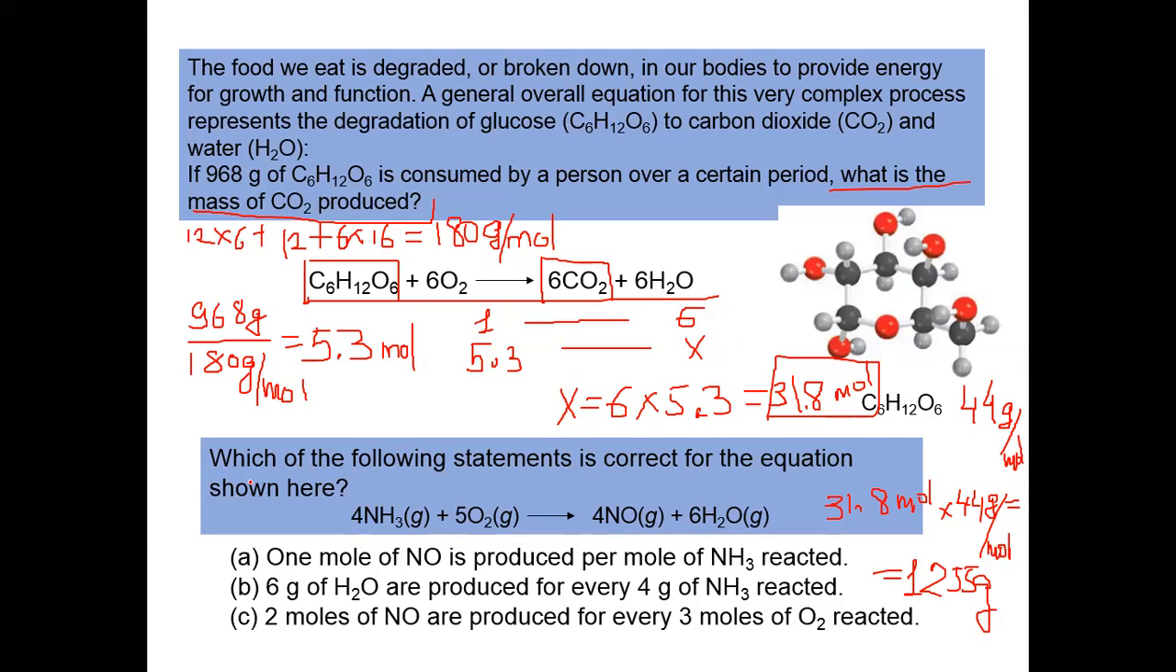All right, let's look at the next question. It's a quick question. Which of the following statements is correct for the equation shown here? It says 1 mole of NO is produced per mole of ammonia reacted; 6 grams of water is produced for every 4 grams of ammonia reacted; and 2 moles of NO are produced for every 3 moles of water. Please look at this equation first, and then think which of these statements is correct.